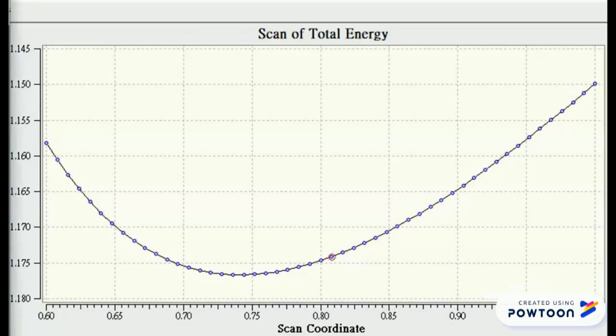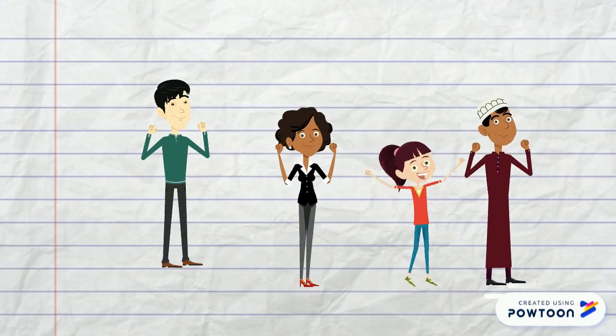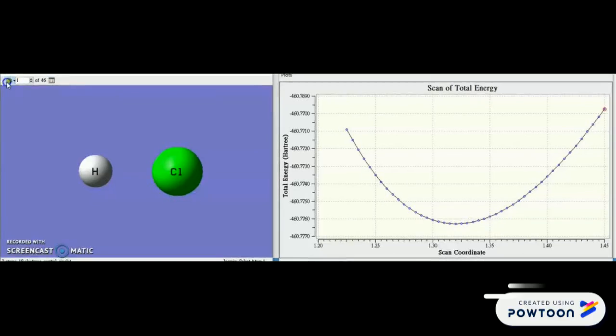The lowest level of potential energy of our graph is the global minimum for hydrogen gas, which is 0.75 angstrom. The experimental value of hydrogen gas is 0.741 angstrom. Our result is close to the experimental number, showing its accuracy.